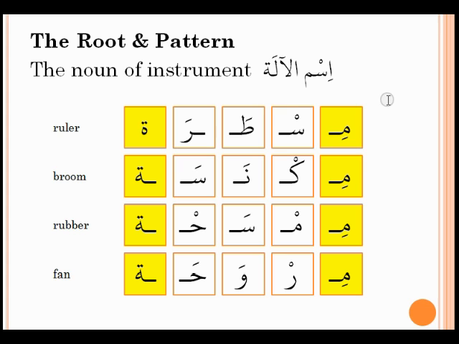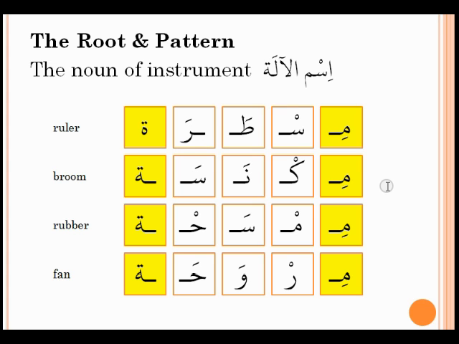Another pattern for ism al-ala, it's the same thing, mim with a kasra at the beginning of the word, but no long vowel inserted in the middle. Actually, what's added here is a ta' marbuta in the end. So it becomes mistara for the ruler, from the root sattara, which means to line something, to make it into line. So mistara is the ruler.